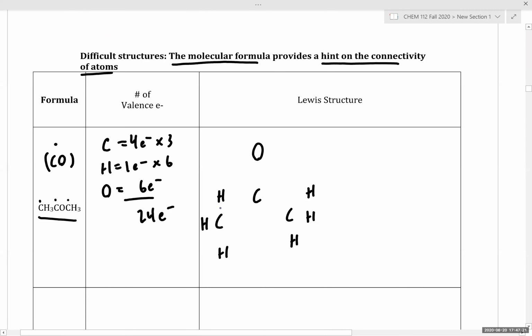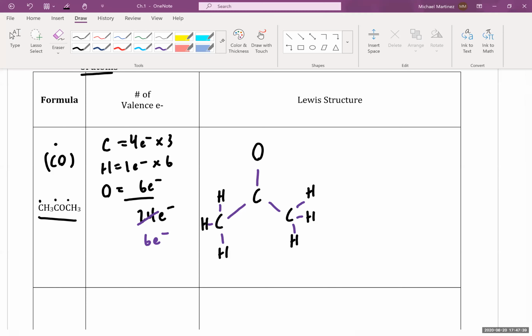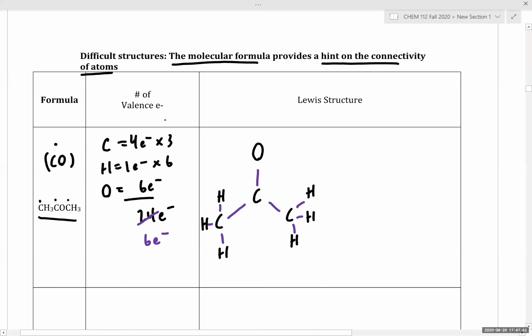So once we have our skeleton in place, we're going to form one bond each. So we've used up 2, 4, 6, 8, 10, 12, 14, 16, 18 electrons. We have 6 electrons remaining. And where do we place our last 6 electrons? What atom is the most electronegative atom with an incomplete octet? Oxygen, that's right. So we place 6 electrons on oxygen.